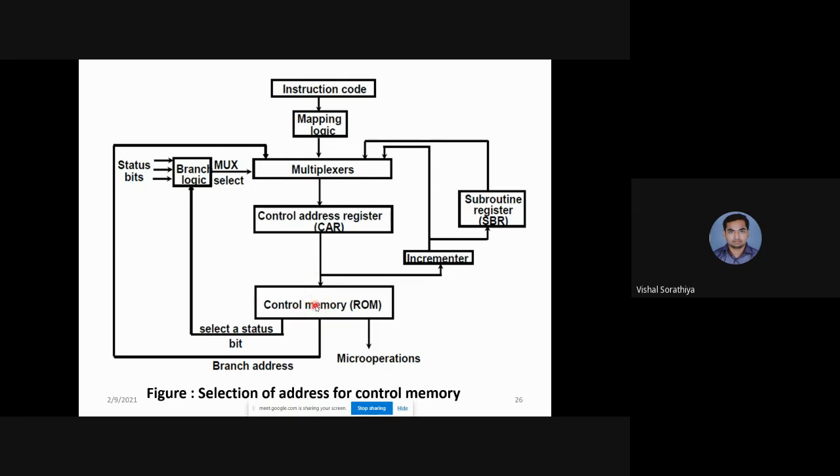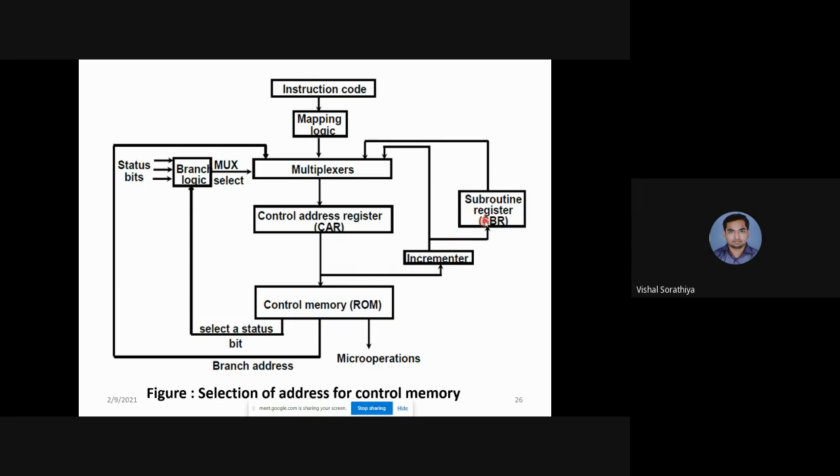Okay, there is another case: a logic function that does not have a single line. For that, they need to increment the control address register one by one and finish that particular operation. At the same time, there is also a subroutine register.